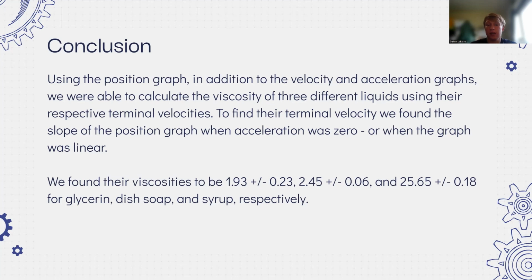And then in conclusion, we found that using the position graph, in addition to the other graphs, we were able to calculate the viscosity of three different liquids using their respective terminal velocities. So to find their terminal velocity, again, we found the slope of the position graph when acceleration was zero or when the graph was linear. And then we found their viscosities to be in ranking order: the strongest syrup, the next strongest dish soap, and then the weakest to be glycerin.